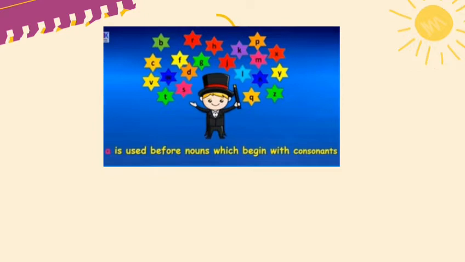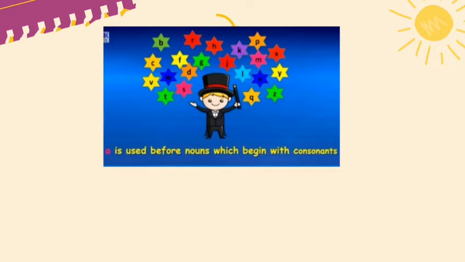Now kids, we will understand and learn about where to use article A and article an. As you can see here in this picture, the stars are having consonants and the rule is A is used before nouns which begin with consonants. In the stars there are consonants and the words which begin with consonants take A before them.